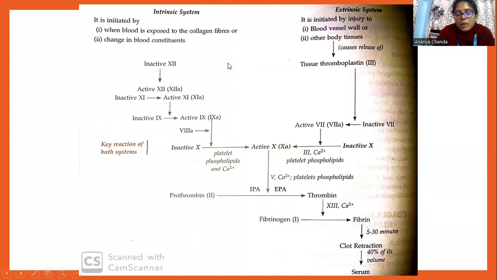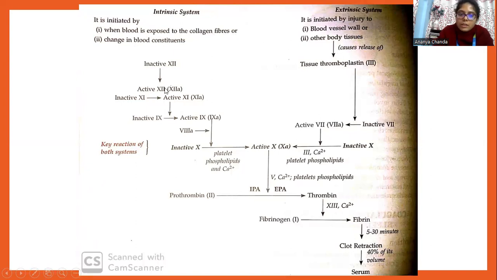The blood clotting mechanism follows two systems or two pathways, that is the intrinsic system and the extrinsic system pathway. The intrinsic system occurs when the injury happens inside the body, or to the collagen fibers, or when there is a change in the blood constituent. The extrinsic pathway follows when there is an injury outside the blood vessel wall or to other body tissues.